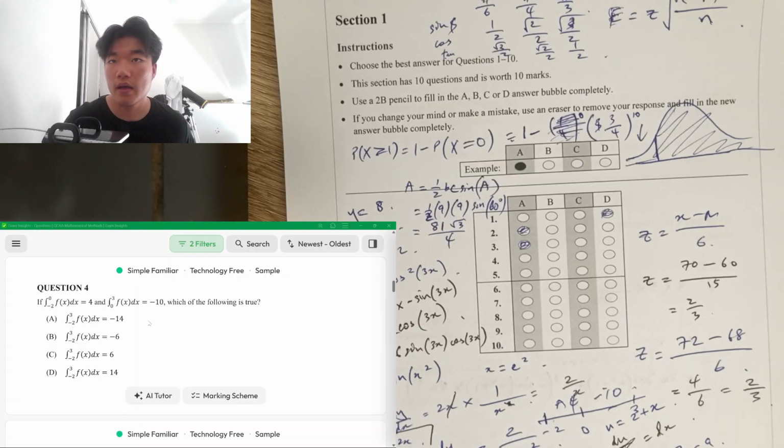Okay. And all the options are asking for the integral from negative 2 to 3. And we've determined that the value of the integral would be negative 6. So in this case, it's B.